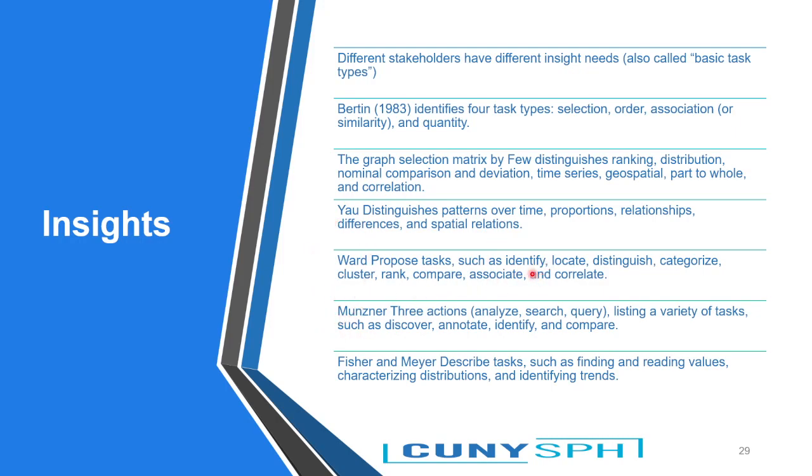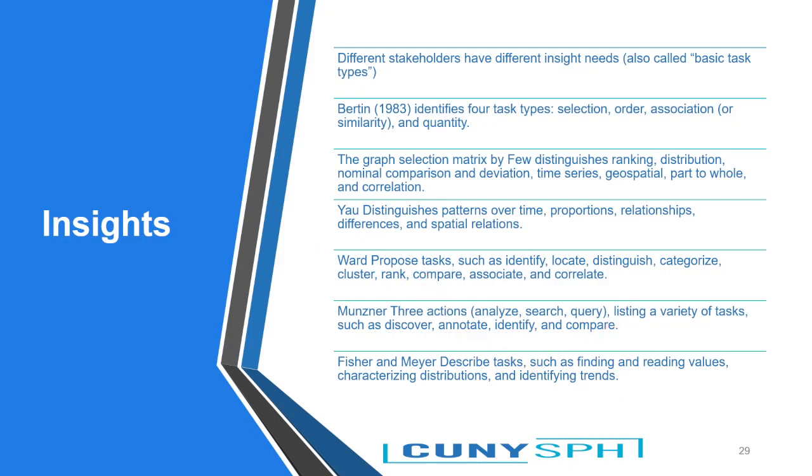Ward talks about identify, locate, distinguish, categorize, cluster, rank, compare, associate, and correlate. Munzner talks about analyze, search, and query, or listing, discovery, annotate, identify, and compare. Fisher and Meyer talk about finding values or reading values, characterizing distributions, and identifying trends. As you can see, the basic tasks or primitives can have different names, and there is a lot of variability in the literature about what the needs of people are.